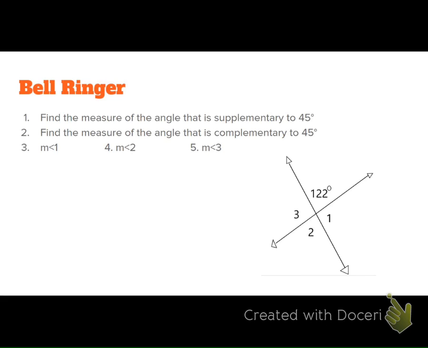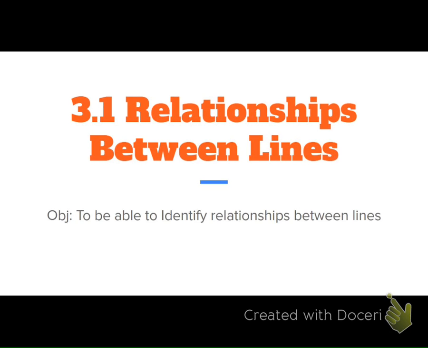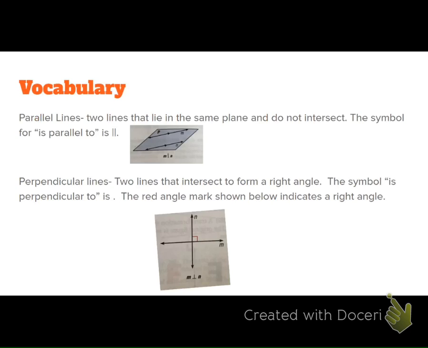Okay, so then we are on to our objective. So at the top of your page, you're adding on to your objective is to be able to identify relationships between lines. And today's lesson is 3.1, relationships between lines. Okay. So we have some vocab today. I'm going to give you a second to write them, and then I will read them to you.